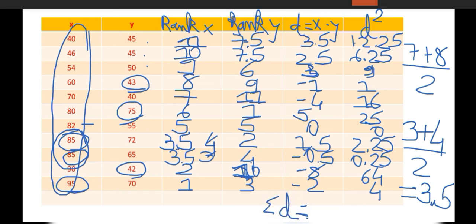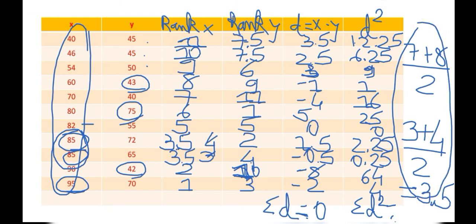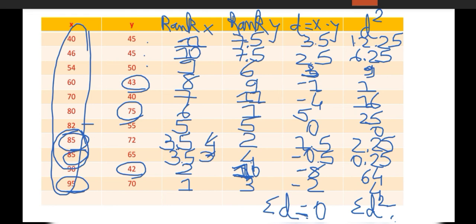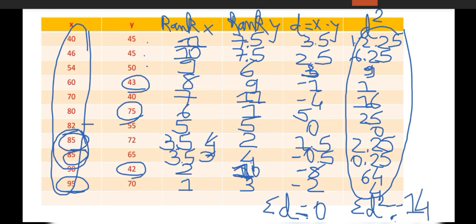Again you need to find sigma D, as we had done in the previous example, and it should come out to be 0. And sigma D square. We get sigma D square equal to, all you need to do is just add these values. On adding we get 140, which is our sigma D square. Sigma D square is equal to 140.